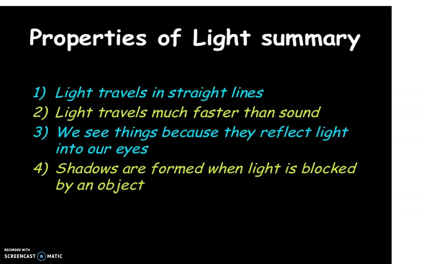Some of the properties of light are: light travels in a straight line. It is much faster than sound. We see things because light is reflected from the objects into our eyes. And shadows are formed when light is blocked by an object.